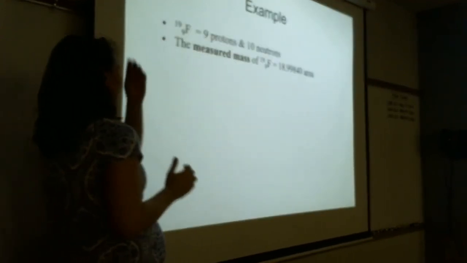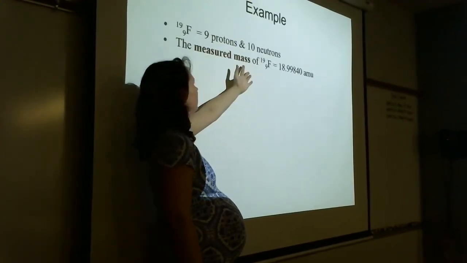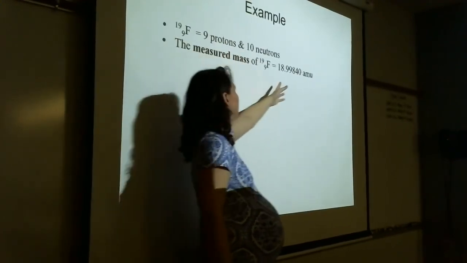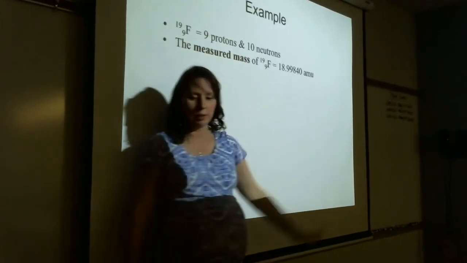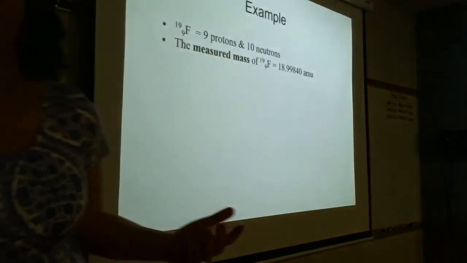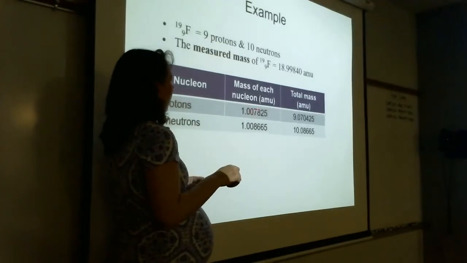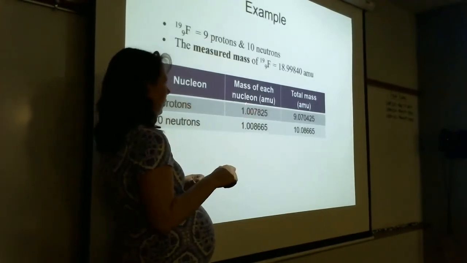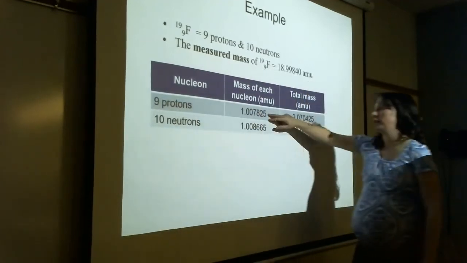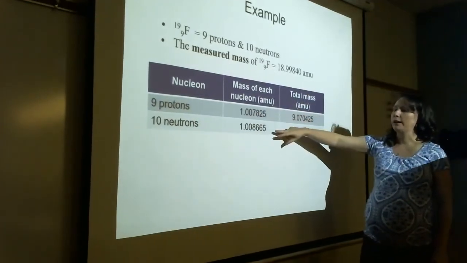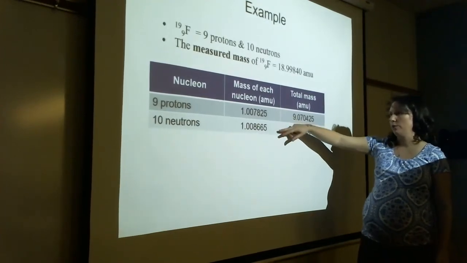And so I'd have to give you the measured mass, okay? You experimentally determine the mass of this isotope to be 18.99840 atomic mass units. That's what you determine it to be experimentally. Now here's what you know a proton weighs. Each proton has a mass of 1.007 AMU, and each neutron has a mass of 1.008 AMU.